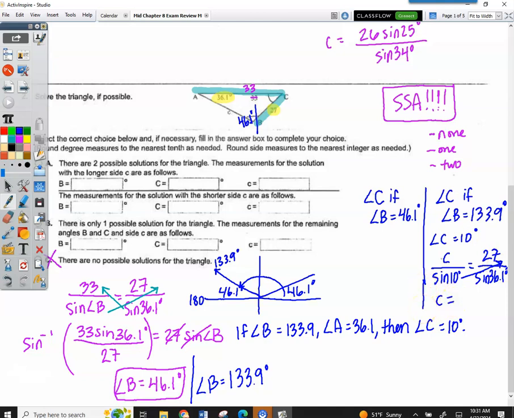Then you come back over here and say, well, what if B was 46.1? We didn't even define that yet. You have to do 180 minus 46.1 minus 36.1, which is 97.8. So angle C would be 97.8. So now you basically copy this exact thing to find little c. But you got a different angle for angle C, 97.8.